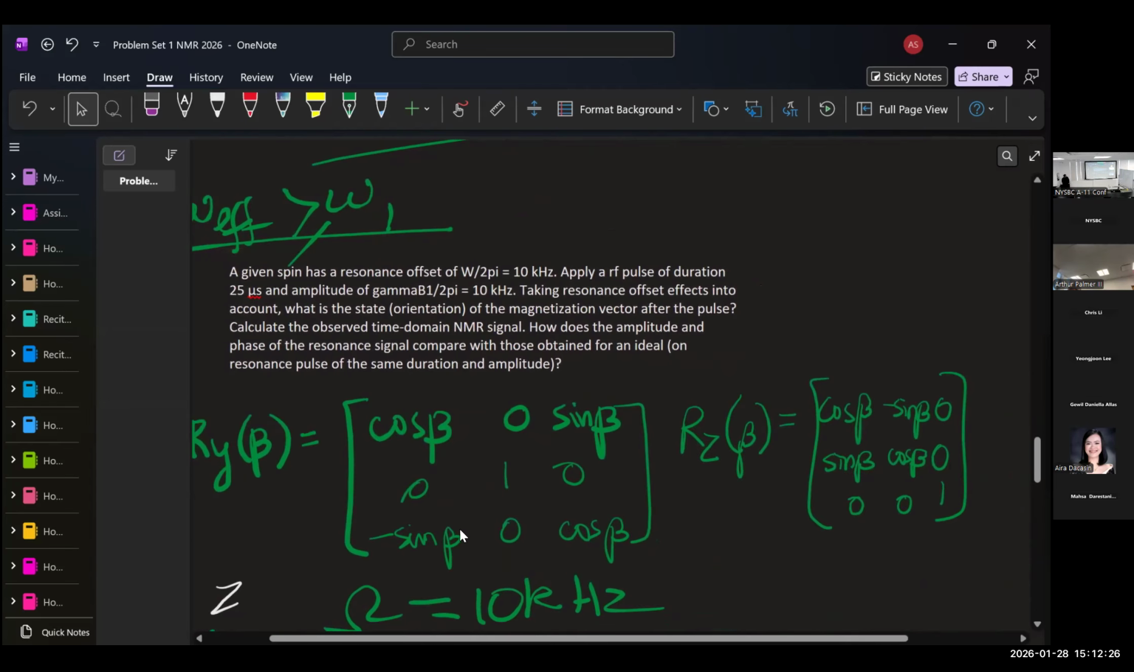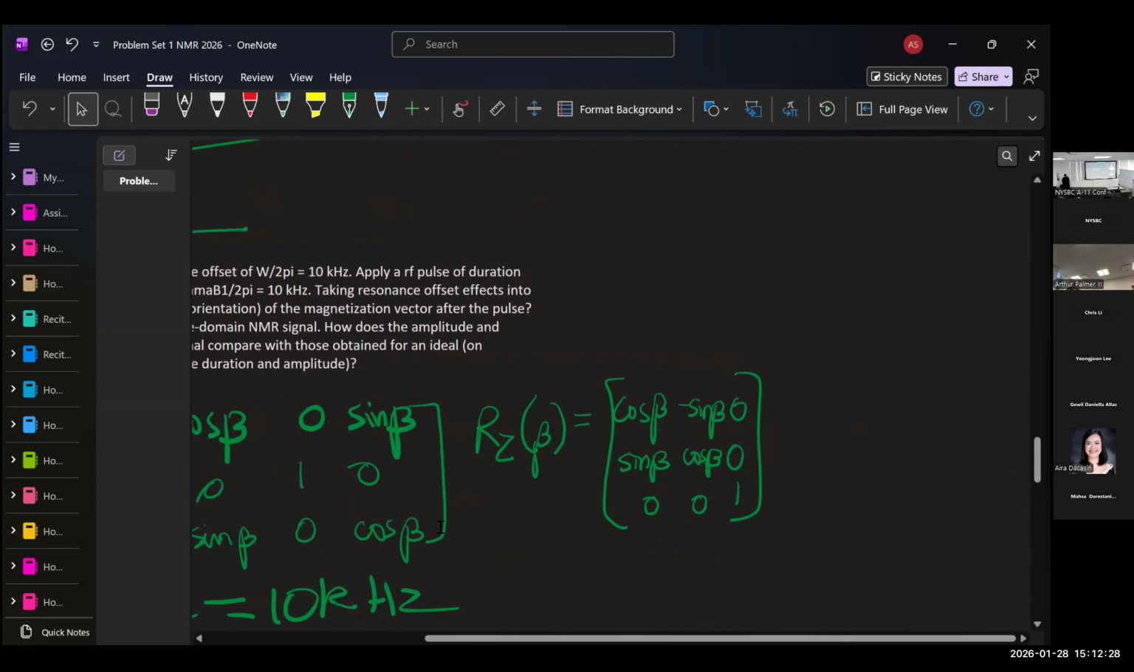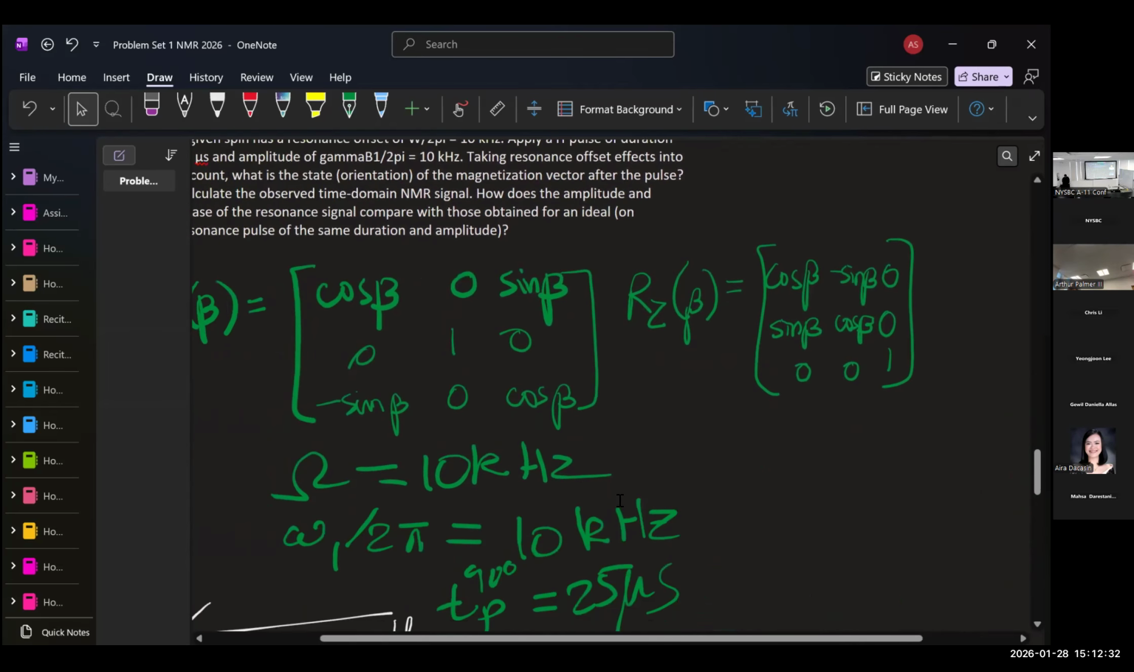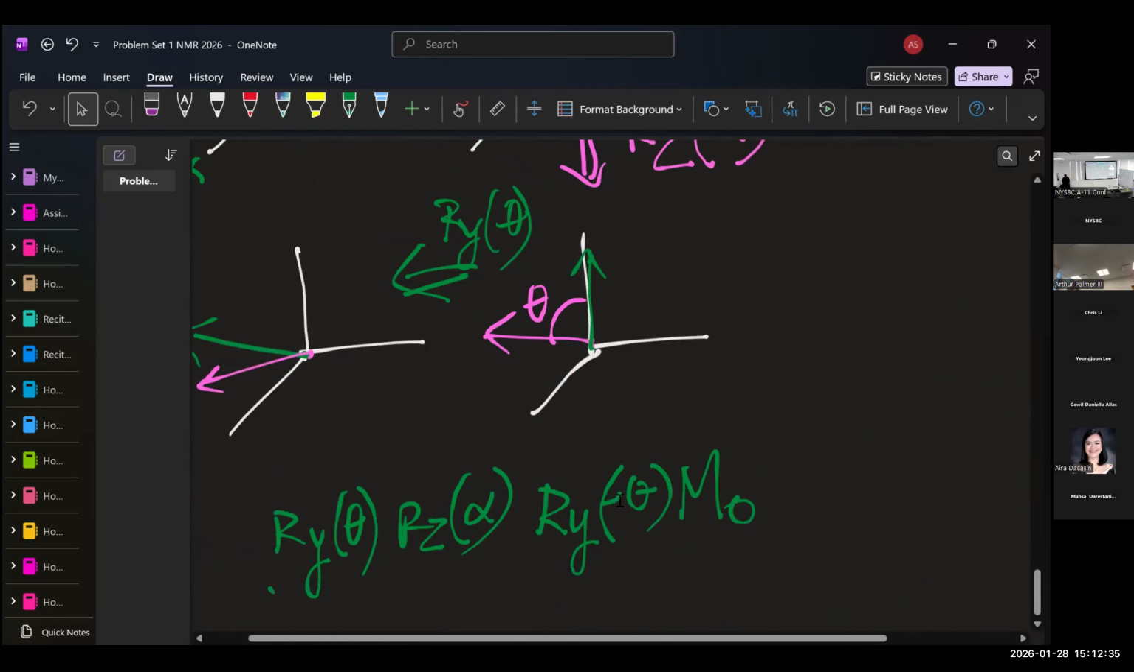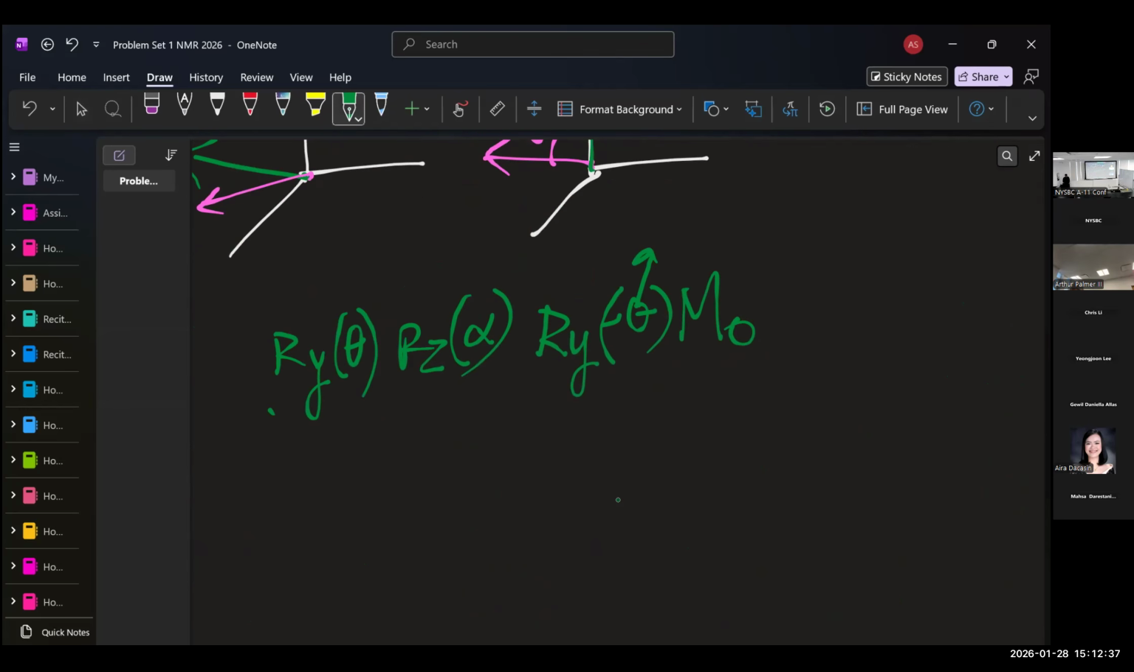This is the rotation about y through an angle beta, and this is the rotation about z through an angle beta. Theta in this case is just 45 degrees, right? That's just the angle that the effective field makes with respect to z. And alpha is omega effective times the time duration of the pulse.